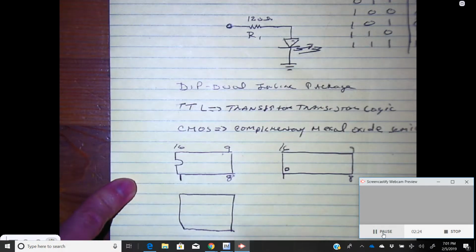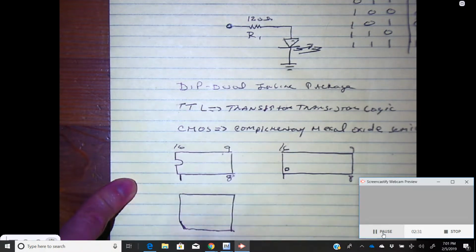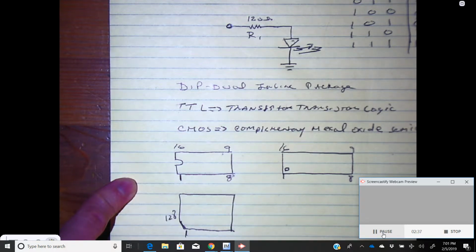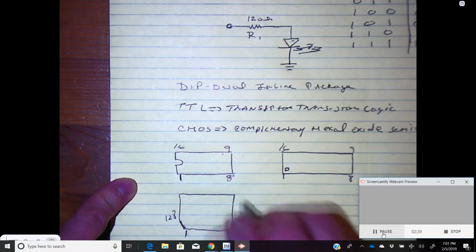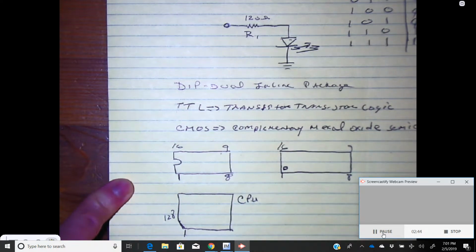Now, on these square ones, they're a little different. Usually they'll have a little area that's been cut off at an angle right there. That's always going to point to pin 1, and it's going to go all the way around. So let's say this is 128. So look for that little indentation. You find these on CPUs, central processing units. You see these a lot on the Intel central processing units, etc.